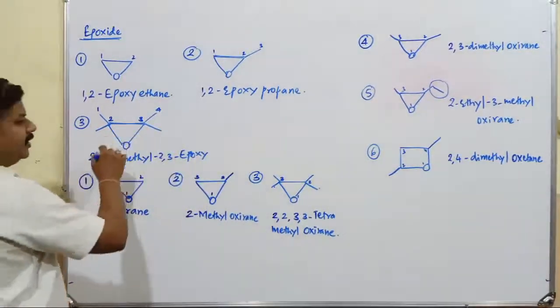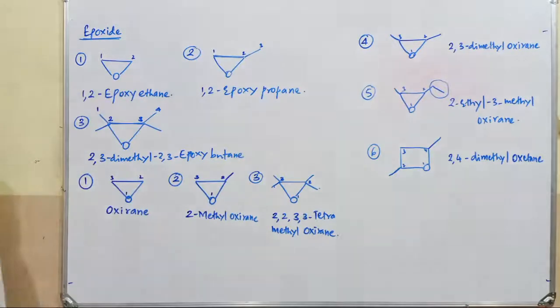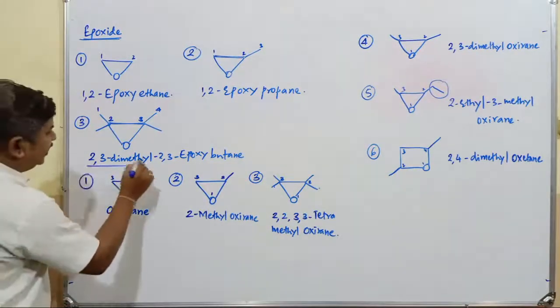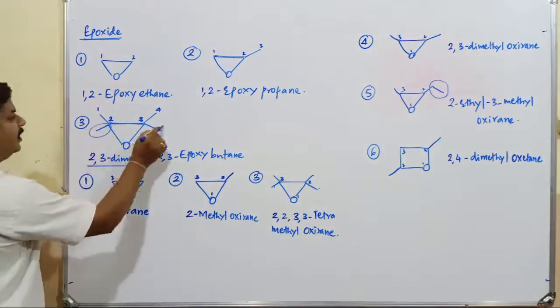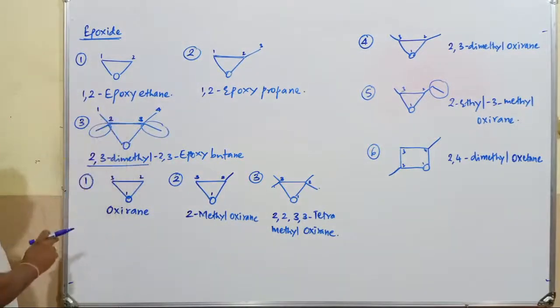What is the longest carbon chain? It is 4 carbon atom. It is butane. Students, first how it is 2,3 dimethyl. This is going to be methyl group and this is going to be methyl group. These two methyl groups are present on which carbon atom? 2 and 3. So we wrote 2,3 dimethyl.